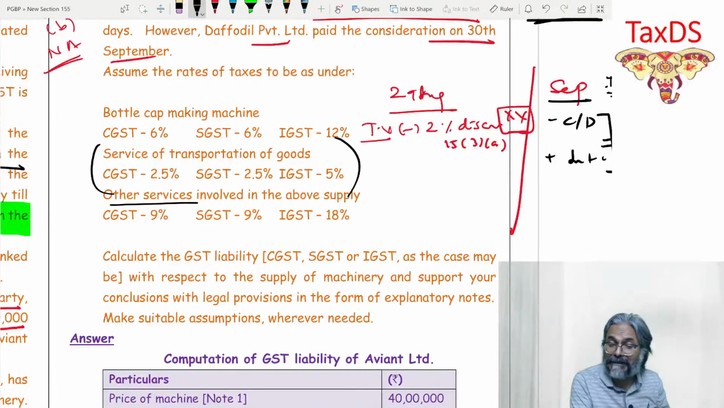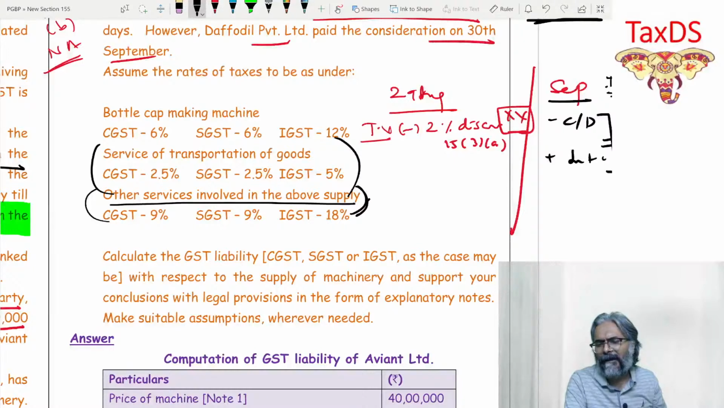Other services involved in the above supply. What are the services which were involved in the above supply in this case? One was inspection, another was installation. One was inspection, the other was a compulsory supply.